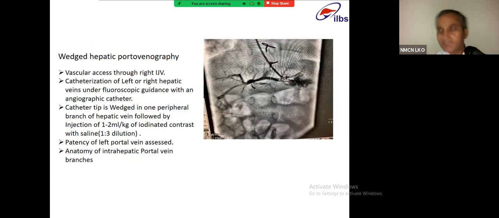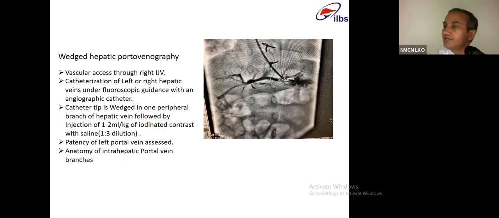Based on this, we have initiated one study at ILBS, where up till now 30 patients have been enrolled, where wedge hepatic portovenography has been done. Out of 30 patients, we could find the patency of the Rex vein in just 4 of them. So the patency in our cohort of EHPVO is just around 13%. So our patients are not actually eligible for Rex shunt surgery.